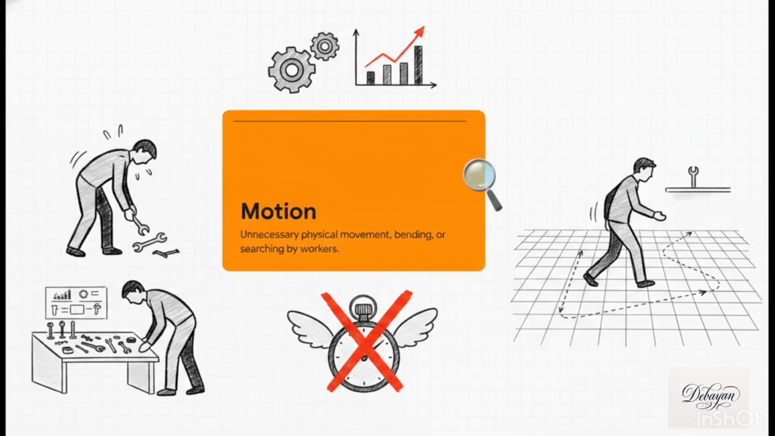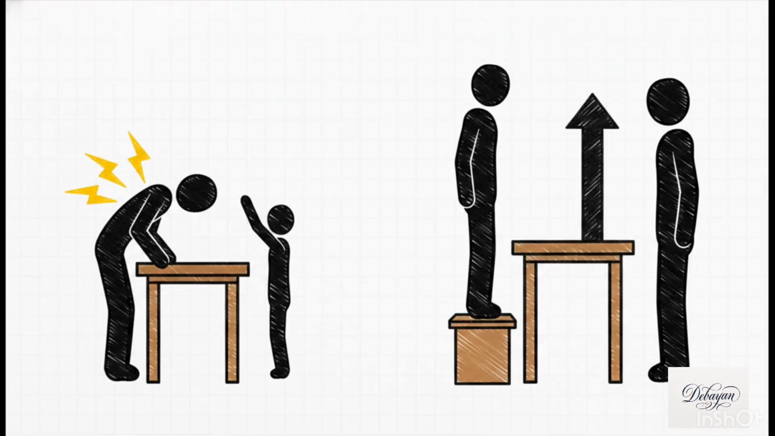Now, while transportation is about moving materials, motion is all about the unnecessary physical movement of your workers. This happens when an operator has to walk all the way across the room just to fetch a scattered tool, or when they have to constantly bend over because their workstation is poorly designed and completely non-ergonomic. So the crucial point to remember here is fatigue.